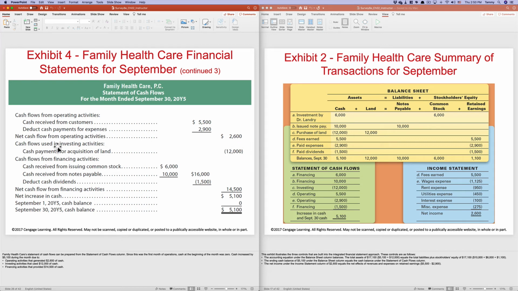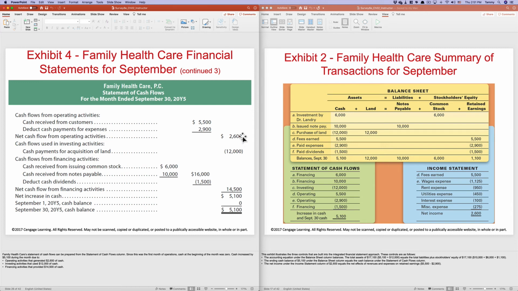Okay, for our cash flows from investing activities, right, we acquired land, so we had a negative cash flow of $12,000. And then our cash flows from financing activities, we had positive $6,000 from the stock, positive $10,000 from the note, and then a negative, right, we took away our dividends from that, so our net cash flows from financing activities at the end of the day are $14,500, right?